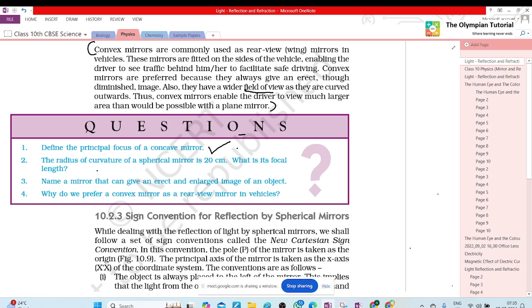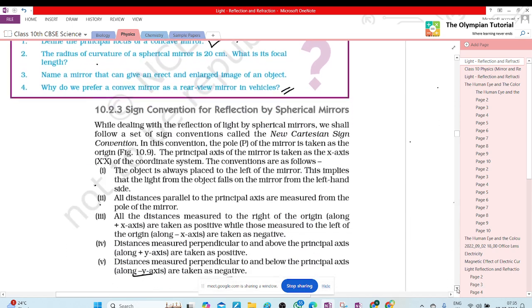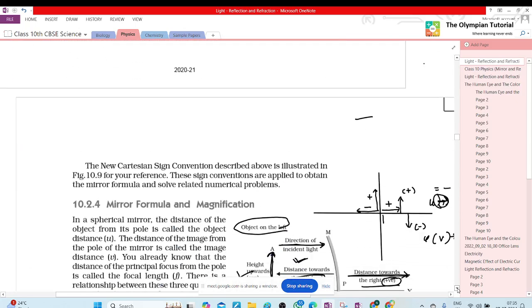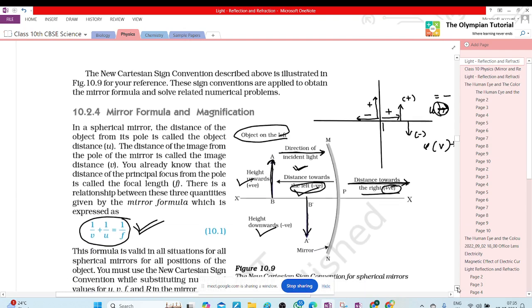And the convex mirror is used as a rear view mirror in vehicles. They provide a wider field of view, enabling the driver to see the traffic behind them, which facilitates safe driving. Very good. Now we will do the sign convention of spherical mirrors.